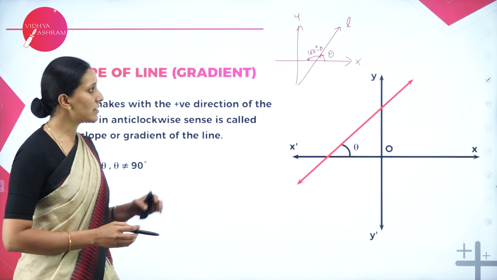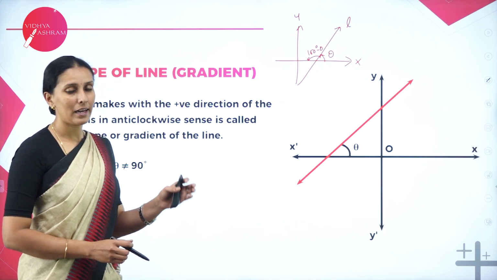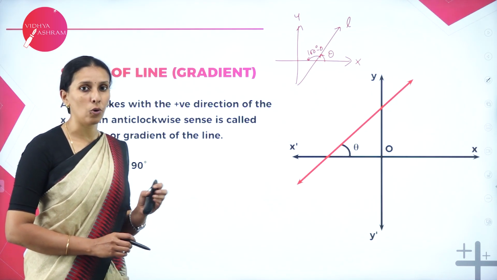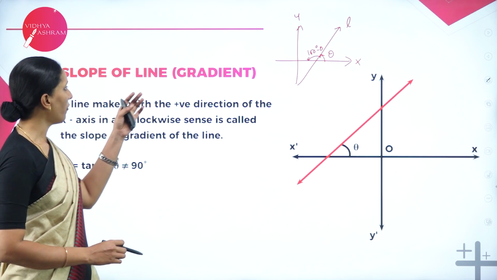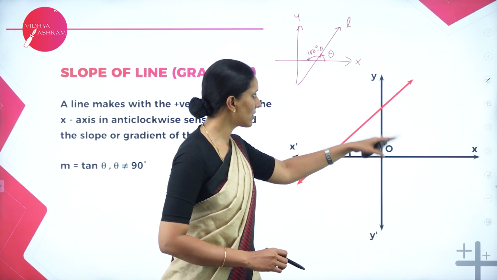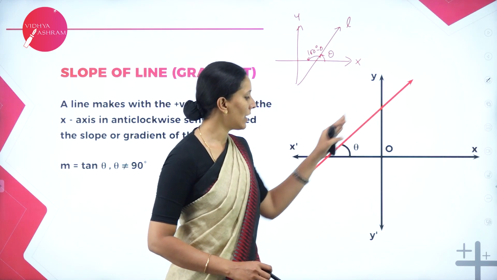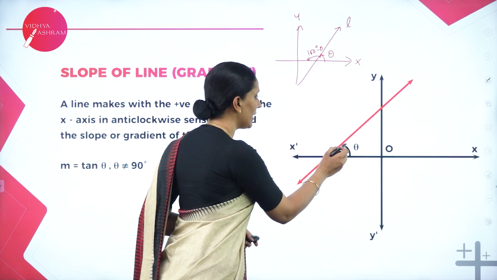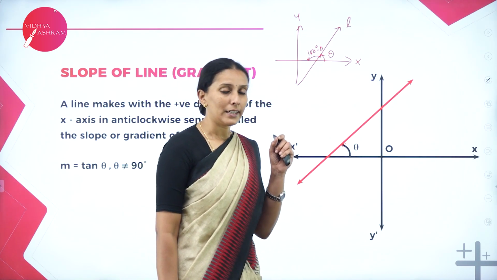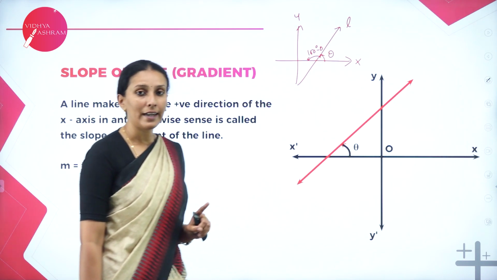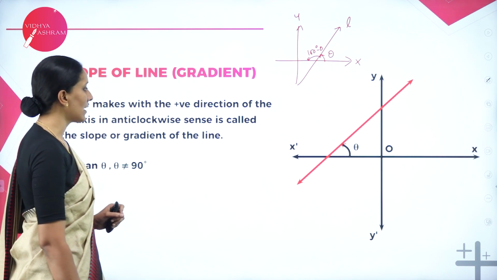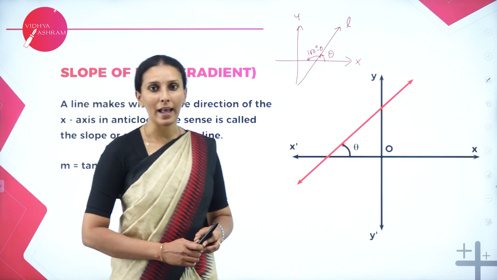Any line which cuts the x-axis creates an inclination with the positive direction of the x-axis, and that helps us to find the slope of a line, which is also called a gradient. Here I have considered the x, y axes and a straight line which creates an angle theta with respect to the positive direction of the x-axis. Then the tangent of the inclination, or tan theta, will give you the slope of the line, and thus it is always given by m is equal to tan theta.